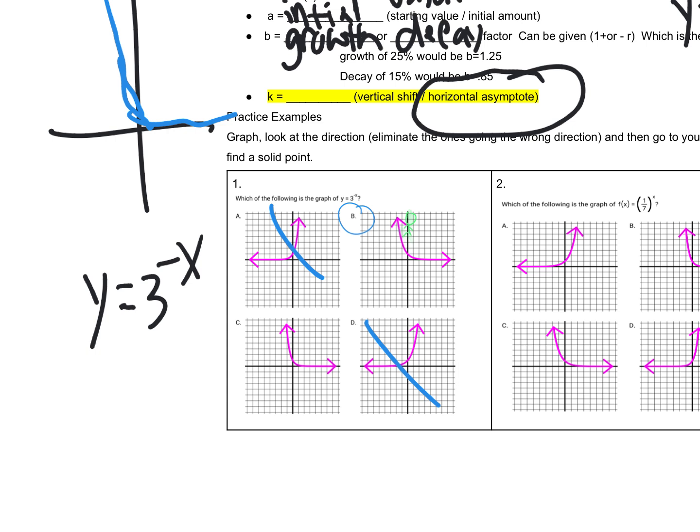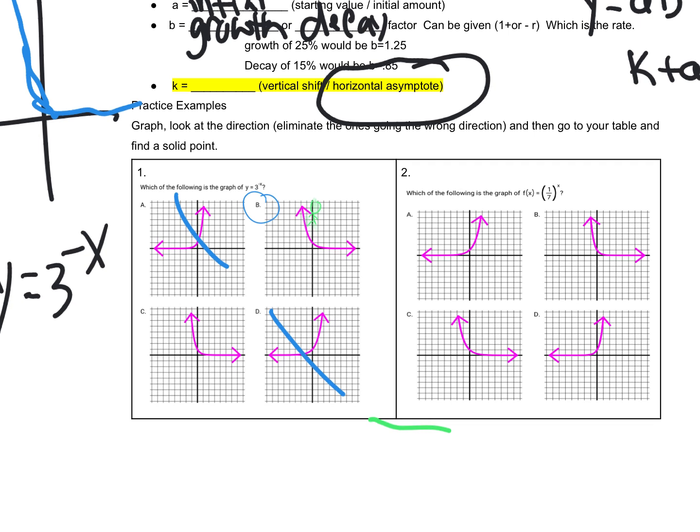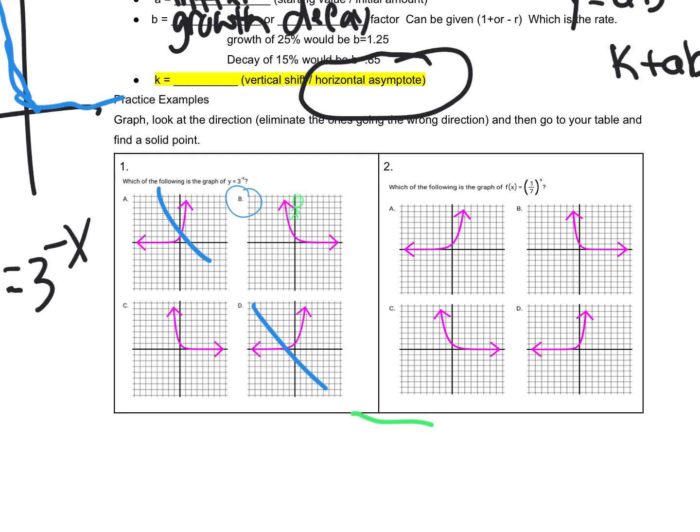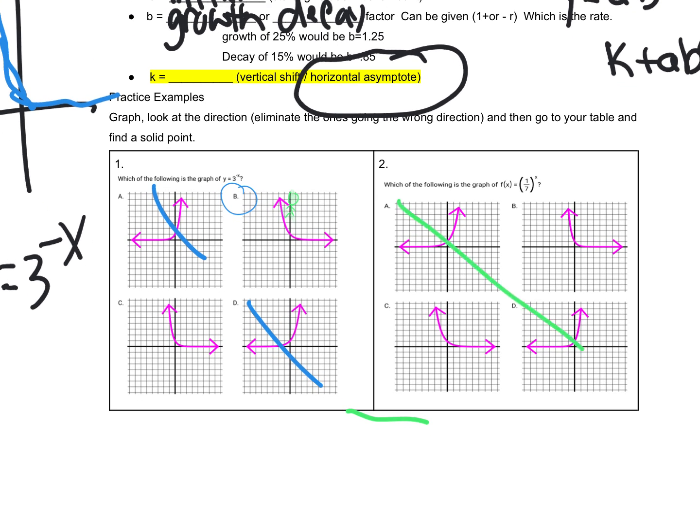Okay, so if you graph it, your sketch, oops. So if we graph it, does it look like A or like B? B. So we can omit A and D. Let me grab a pen. Okay, so now then go to the table. So second graph, and you're looking for solid points. So at -2, where are you at? 49. So -2 and 49.